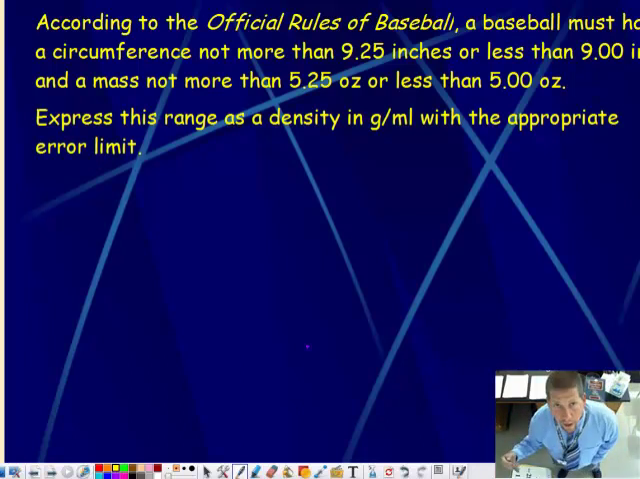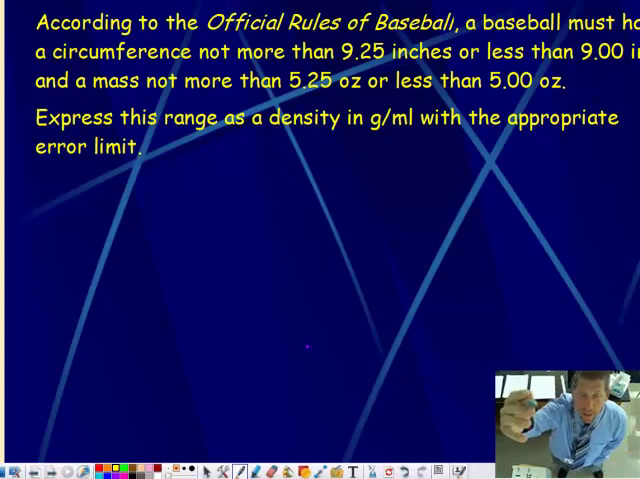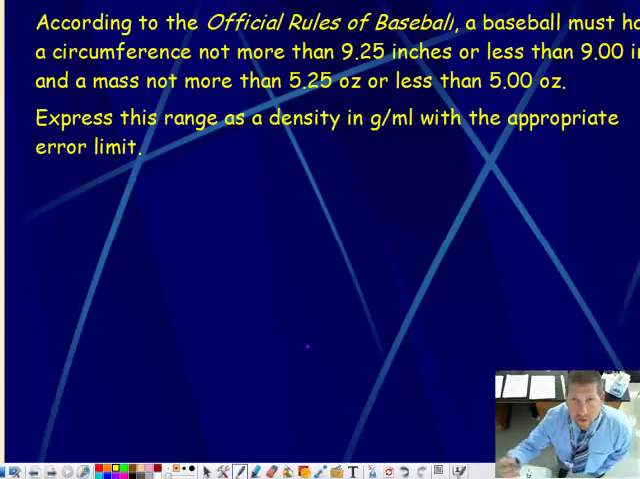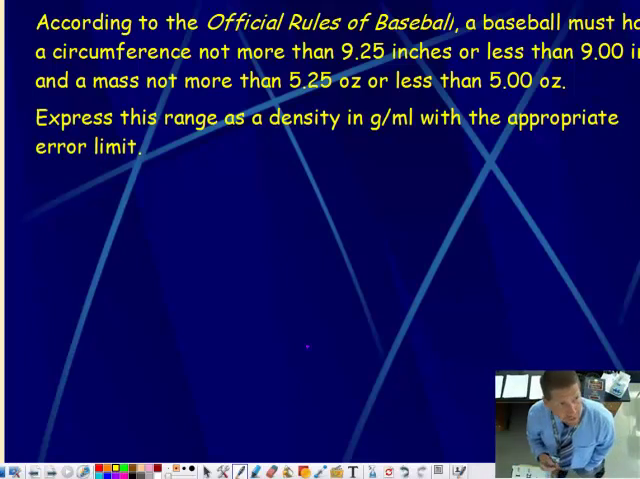Okay, here we go. So, according to the official rules of baseball, now it's kind of strange for me to look up here, but I'm trying this whole camera thing. I read it's easier for students to understand if they could see me talking, so we're going to give it a try. So I'm looking up at you, my camera's up here above me.